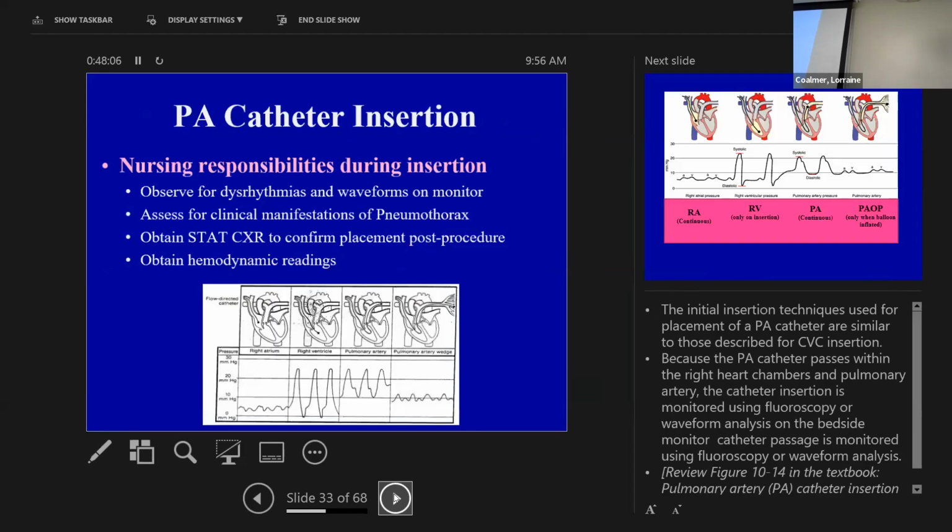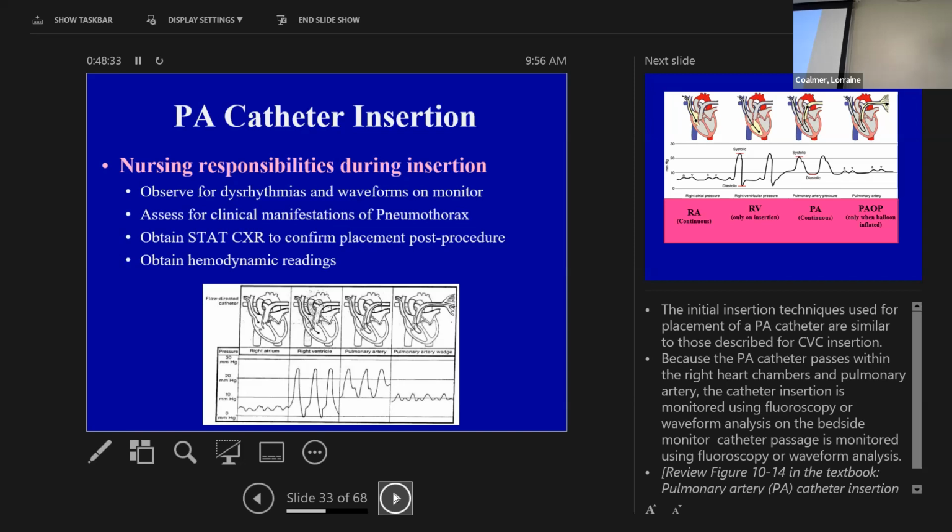Now, my job before they put the Swan in is I had to get everything ready. So I need 2 more lines, right? I need those secondary lines. I need a PA line and a CVP line. Does that make sense? So I get this all set up and the surgeon or physician, whoever, deals with the catheter. Does that make sense?